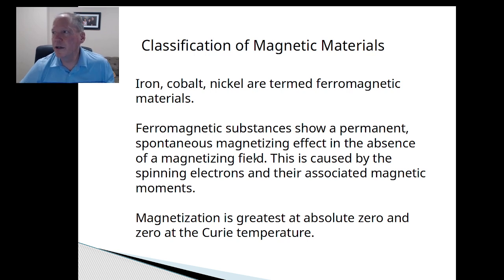All right, now iron, cobalt, nickel are ferromagnetic materials because they have a permanent, spontaneous magnetizing effect. This is caused by the spin of electrons and their magnetic moments. You have the greatest magnitude at absolute zero, and then the least amount of magnetism at the Curie temperature. So in between those, you have the regular magnetism.